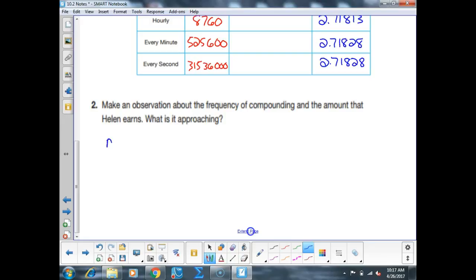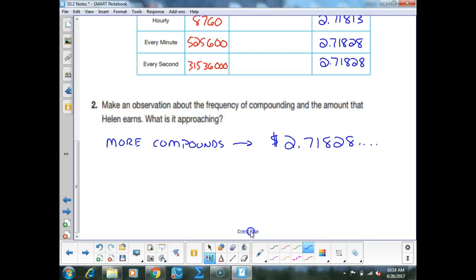So the frequency of compounding and the amount that Helen earns: the more times you compound, it's approaching $2.71828, right? So it's getting closer and closer and closer to that number.